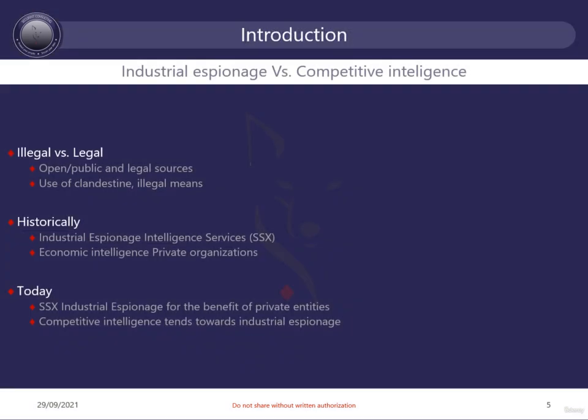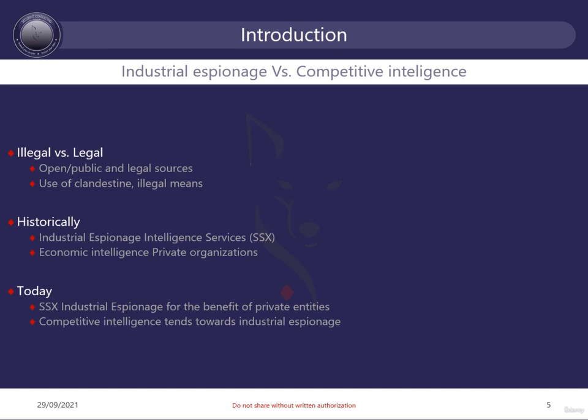We will first study the different concepts related to industrial espionage, economic competitive intelligence, and intelligence. More precisely, what is the difference between industrial espionage and competitive intelligence? First of all, the legal aspect. Competitive intelligence is a legal practice that consists of obtaining information about competitors using open or public sources. On the other hand, industrial espionage is an illegal activity that resorts to clandestine and legally prohibited means.